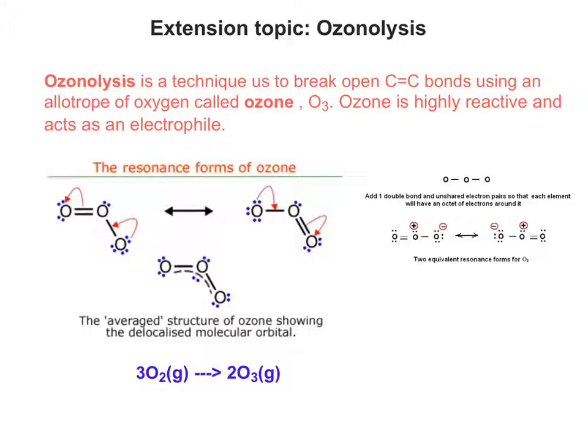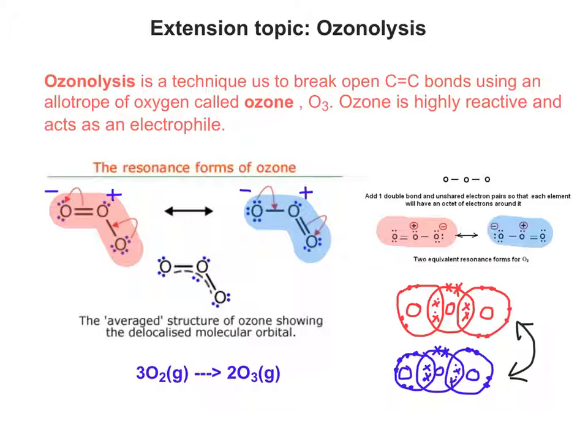So let's try and build up a dot-cross diagram for ozone so we can understand a little bit more about what's going on before we start looking at ozonolysis. So if I was to colour code the two possible structures and link the two diagrams together, now what we can do is a dot-cross diagram for each of the two versions.